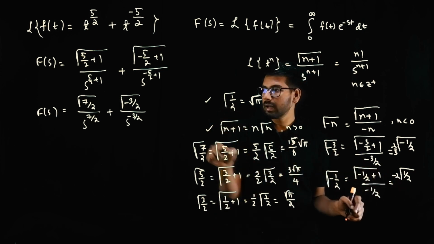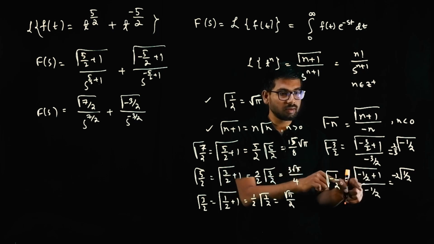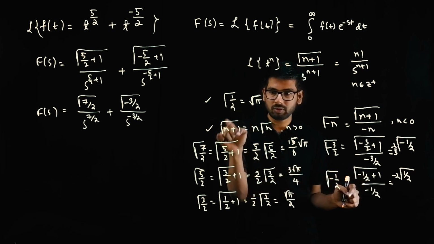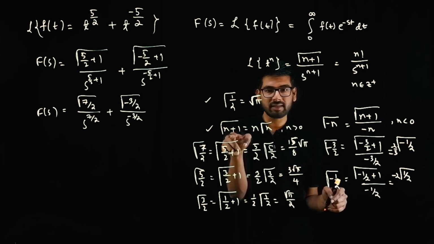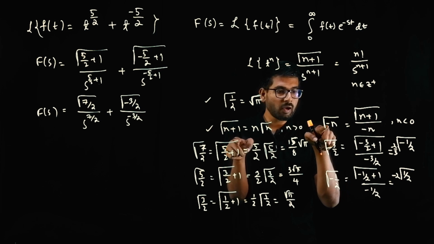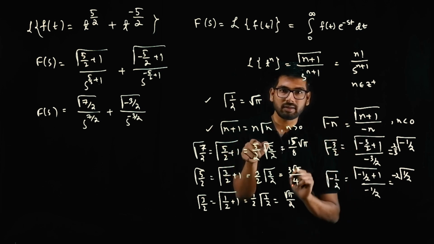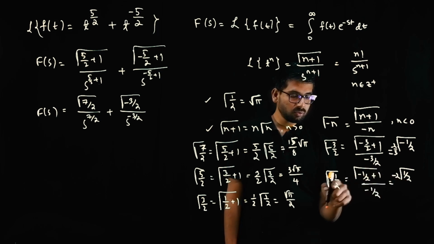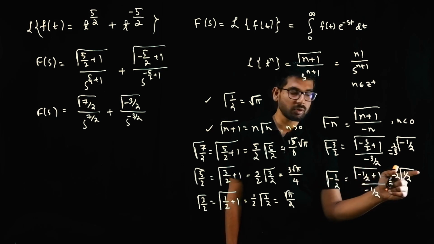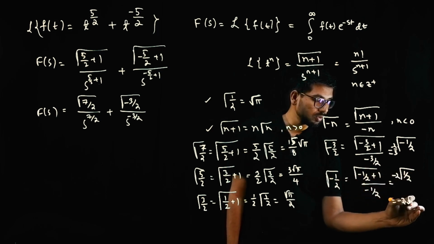So any term with gamma can be converted to gamma of 1/2 using these two formulas. These two are the same formulas. If you send this n to this side, it will be n plus 1 by n, right? So that's what it is here. But if you have a negative sign in n, you have to have a negative sign here. So what is gamma of 1/2? Square root of pi. So gamma of minus 1/2 is minus 2 square root of pi.